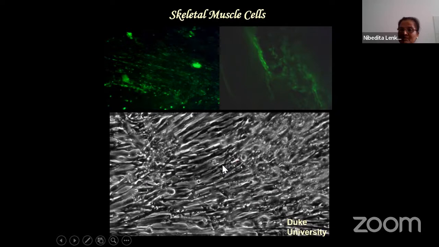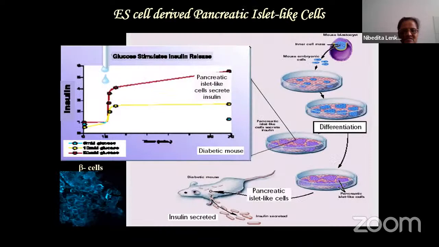Then come endodermal derivatives, which are pancreatic beta cells. These are embryonic stem cell derived beta cells, which in fact show insulin release, glucose stimulated insulin release. So that is the physiological activity of the cells. It's not only generating cells, you also have to see whether they retain the physiology. People do electrophysiological recordings, and we see in fact that neurons have specific action potentials maintained. So that indicates the cells which are generated in vitro, artificially, are indeed functional. They are retaining the physiological activity.